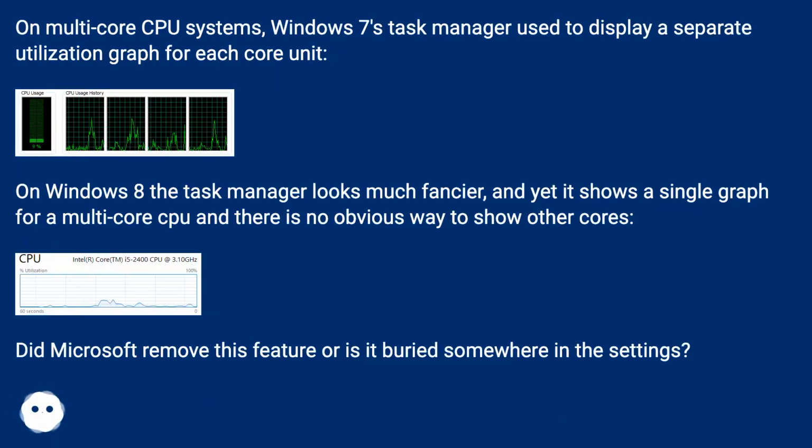On multi-core CPU systems, Windows 7's Task Manager used to display a separate utilization graph for each core unit. On Windows 8 the Task Manager looks much fancier, and yet it shows a single graph for a multi-core CPU and there is no obvious way to show other cores. Did Microsoft remove this feature, or is it buried somewhere in the settings?